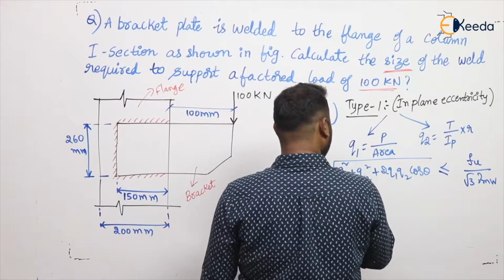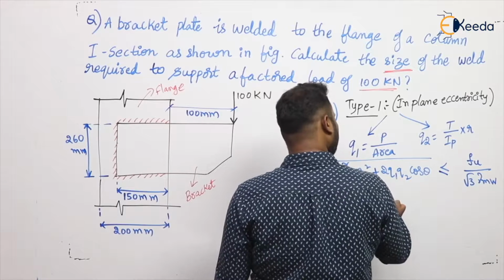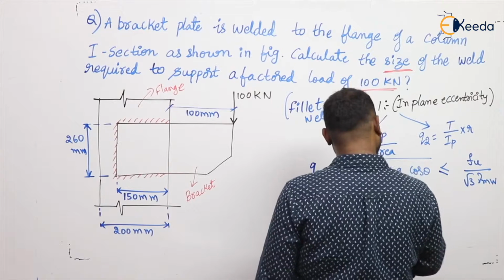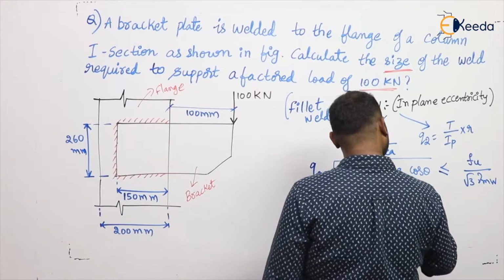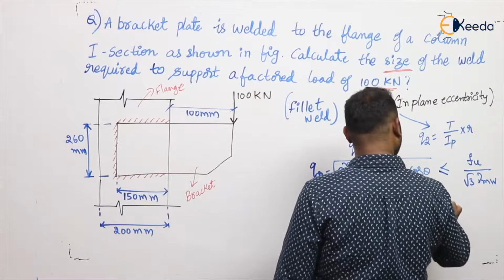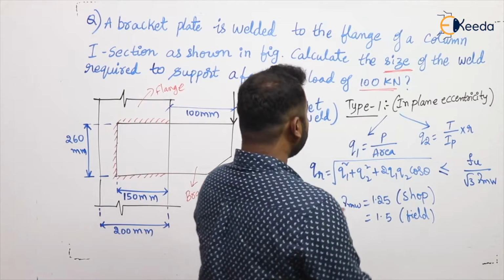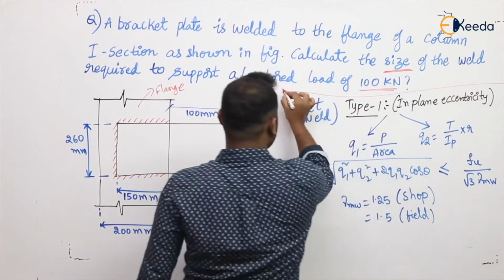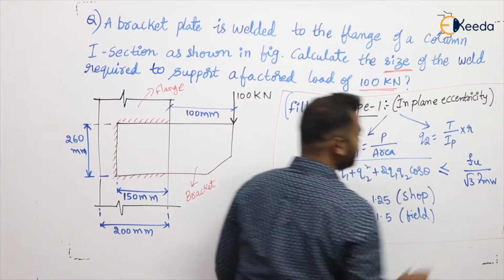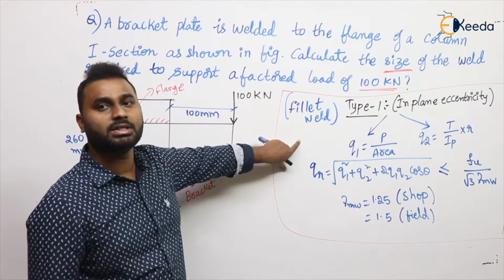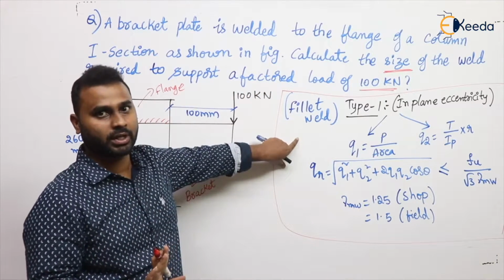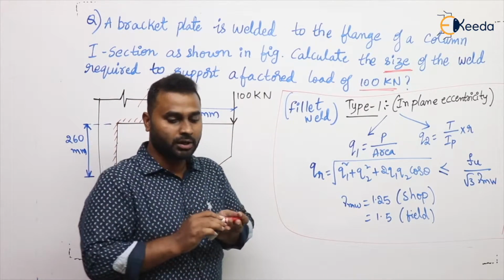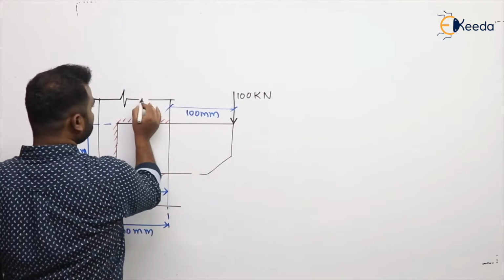Now coming to the gamma mw, as we know, but still I am mentioning here, 1.25 for shop welding and 1.5 for field. Is that clear? This is the required concept to solve this question. The concept we discussed in the theoretical part, I just mentioned here. So these are the required concepts to solve this question. If you are clear with this, then we'll proceed to solving this question.